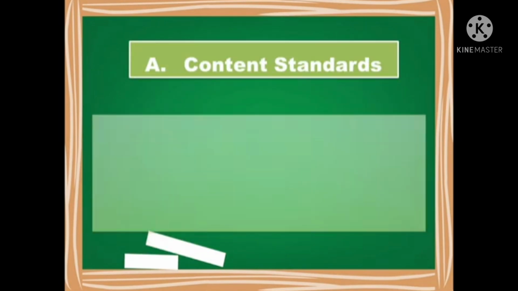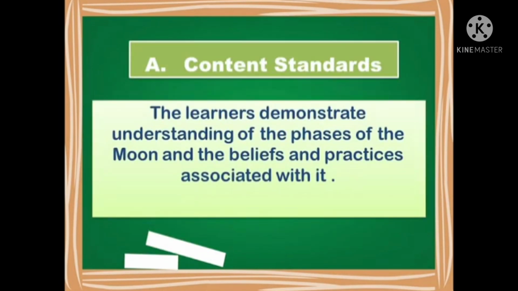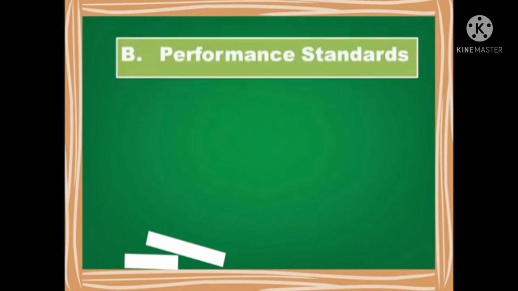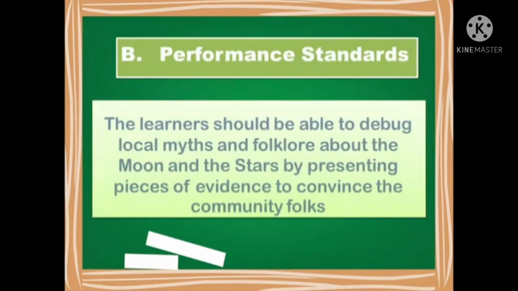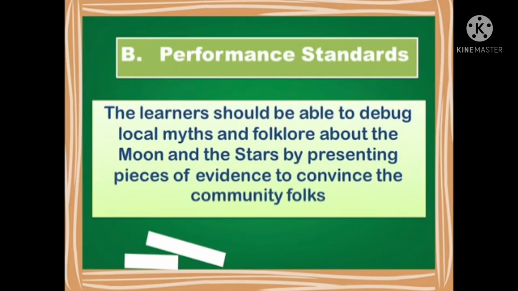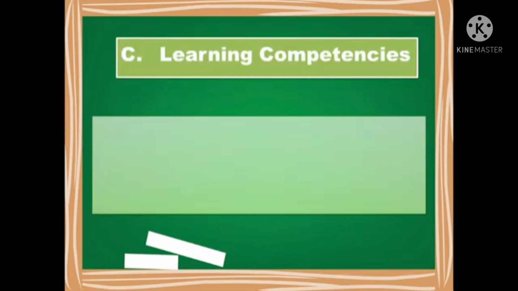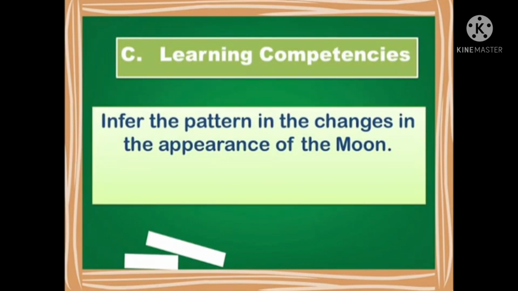Content standards. The learners demonstrate understanding of the phases of the moon and the beliefs and practices associated with it. Performance standards. The learners should be able to debunk local myths and folklore about the moon and the stars by presenting pieces of evidence to convince the community folks. Learning competencies. Infer the pattern in the changes in the appearance of the moon.